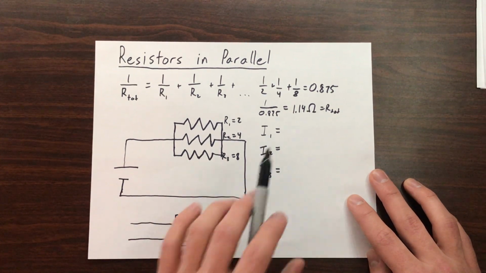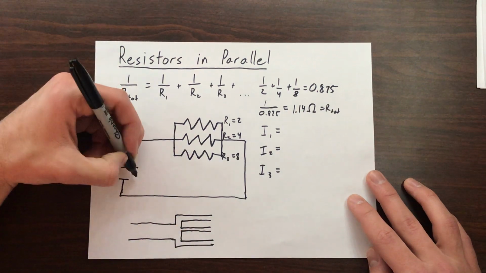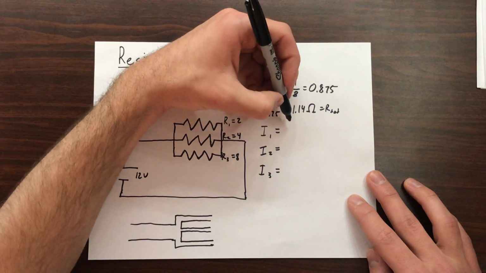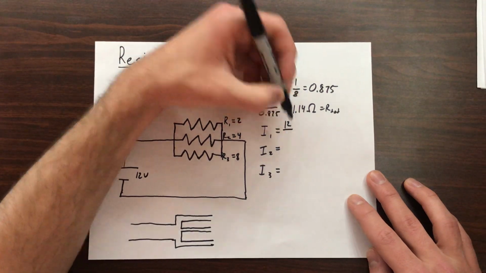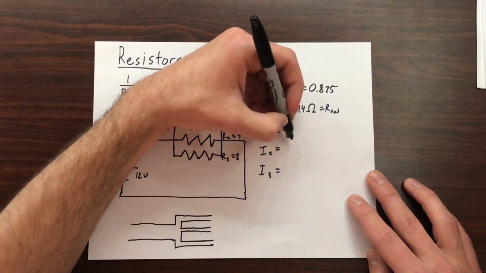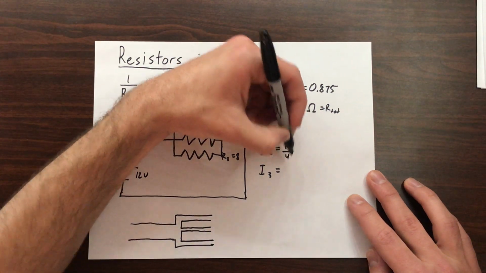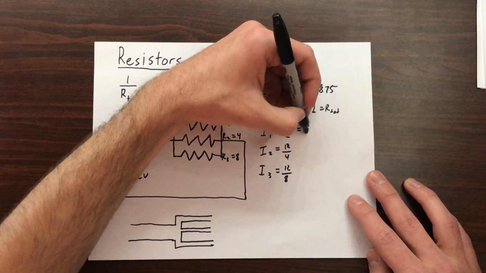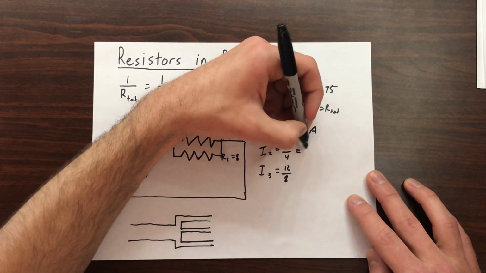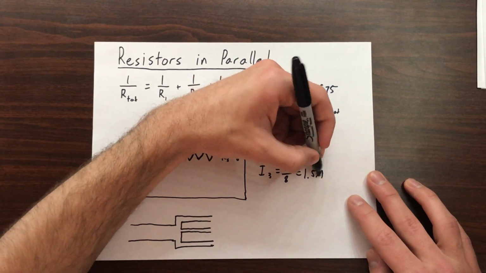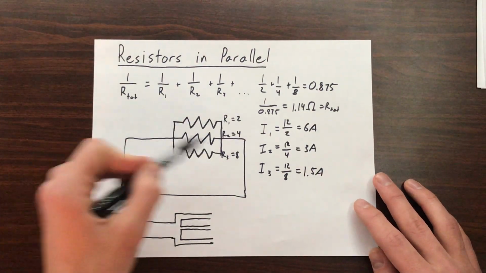Well, I equals V over R. So we're going to use, again, a 12 volt battery. So we'll do V over R. I equals V over R, 12 divided by the value of R1, which is 2. 12 divided by 4, and 12 divided by 8, okay? And these values come out to 6 amps, 3 amps, and 1.5 amps. Okay, so this is the current running through each one.